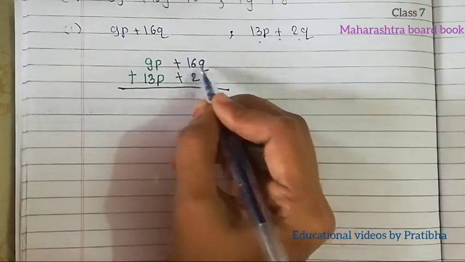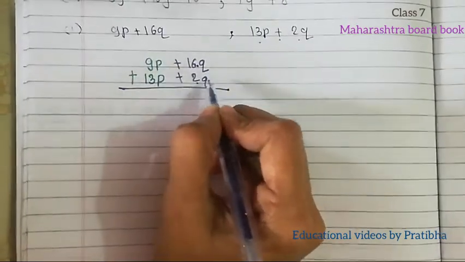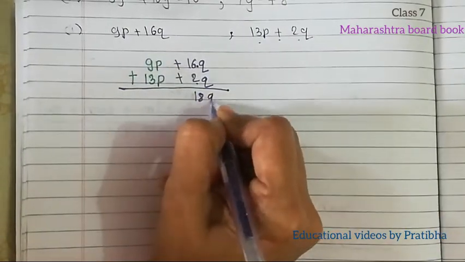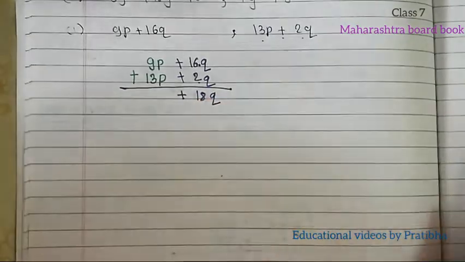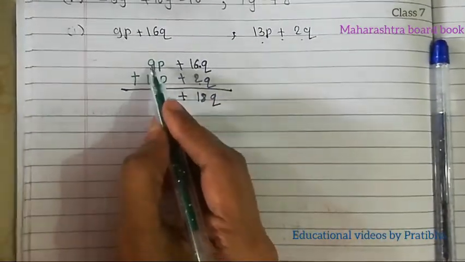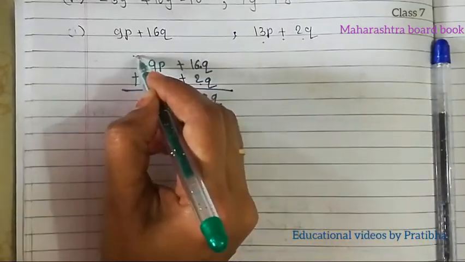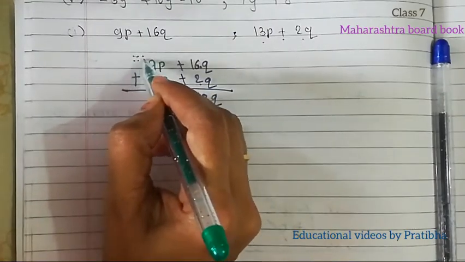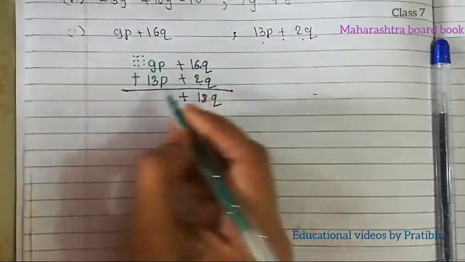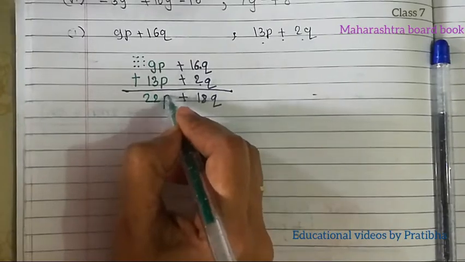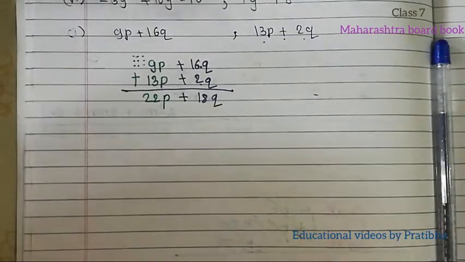Now we have to add 16 plus 2: 16, 17, 18. 18q, the plus sign will remain as it is, and 13 plus 9: 13, 14, 15, 16, 17, 18, 19, 20, 21, 22. So 22p. This is our answer.